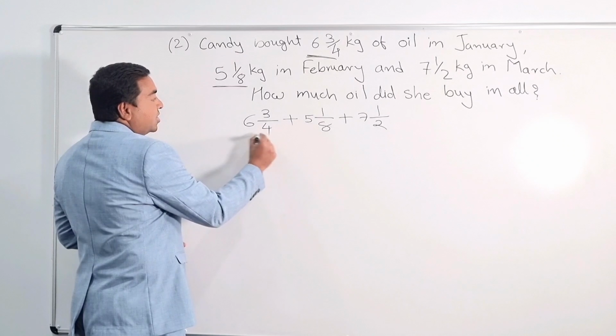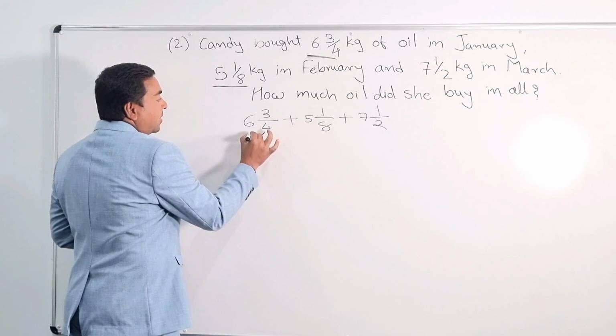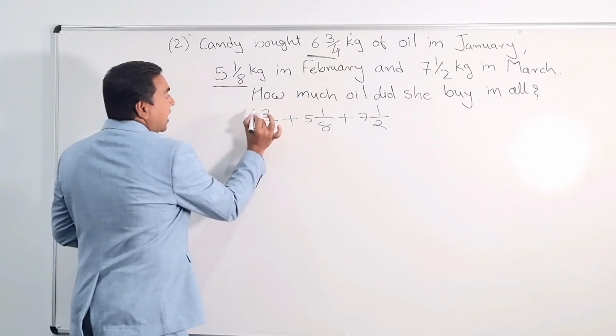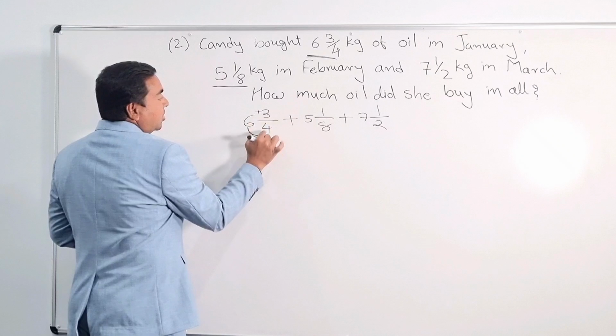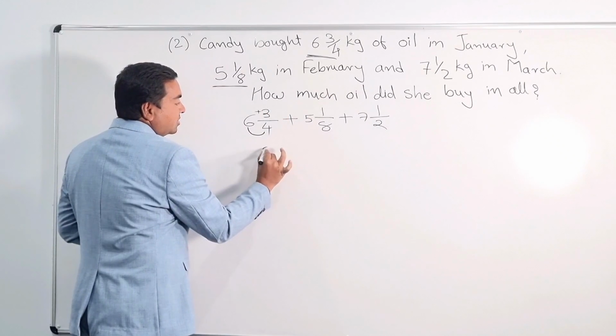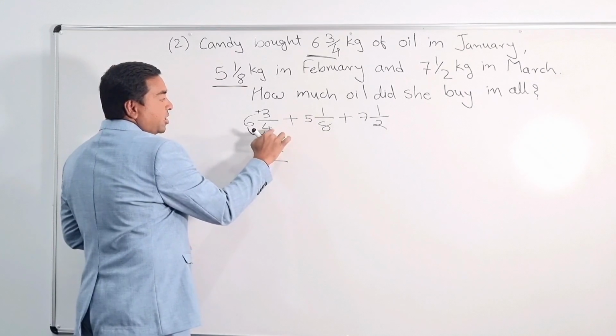So when we are changing into improper, this number 4, I'm going to multiply with this number. So 4 6s are 24. And the top number, I'm going to add it. 4 6s are 24 plus 3, which is 27. And 27, what is the number in the denominator?